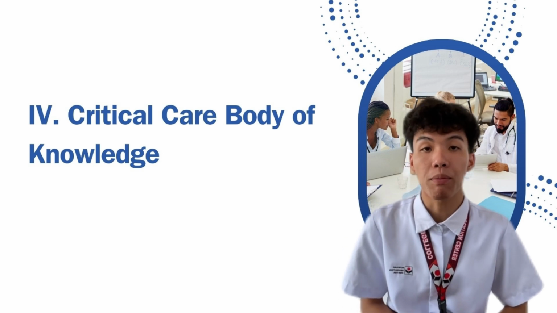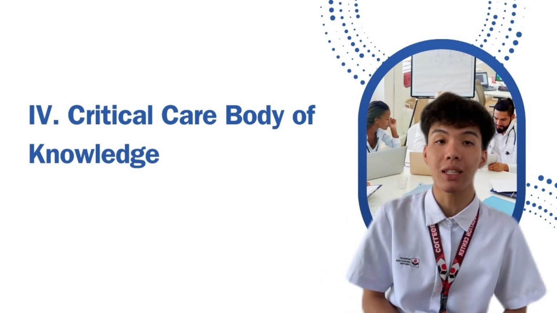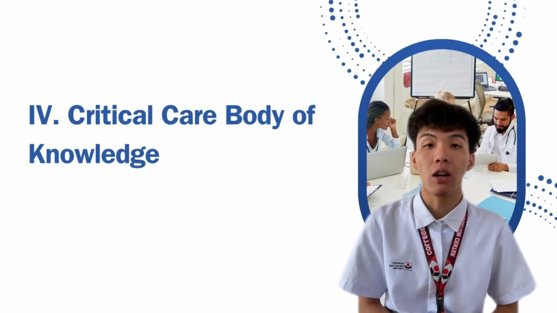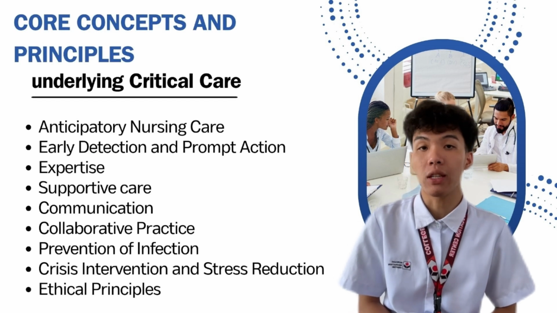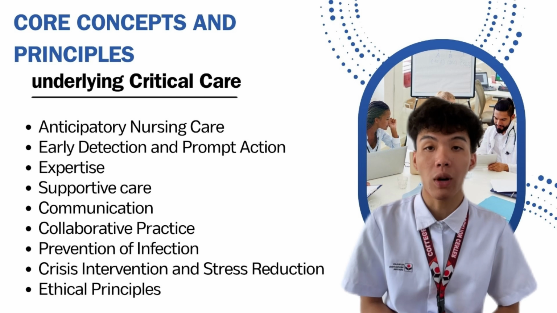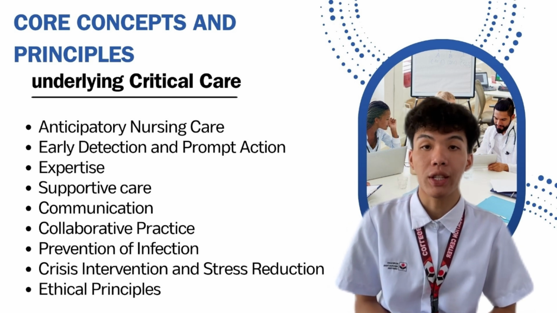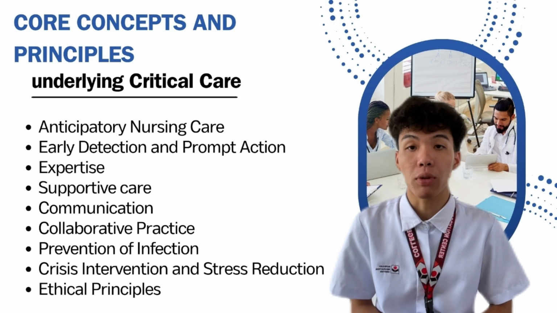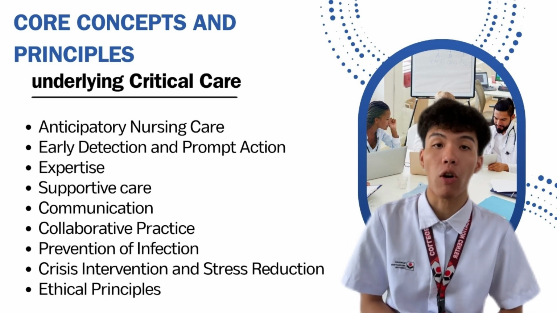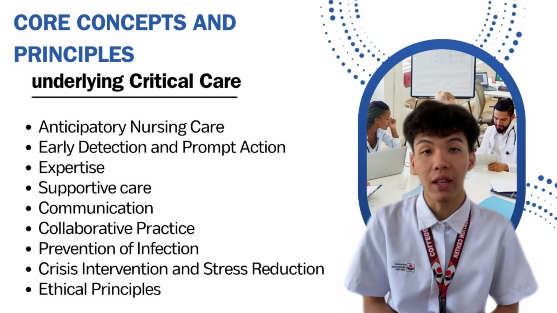The core concepts and principles underlying critical care represent the foundational ideas and practices that guide how critical care nurses deliver their care. These concepts ensure that care is comprehensive, proactive, and patient centered. Here's a closer look at what each one means. Number one, anticipatory nursing care. This involves anticipating potential complications or changes in a patient's condition before they occur. It requires proactive monitoring and planning to manage or prevent adverse events.